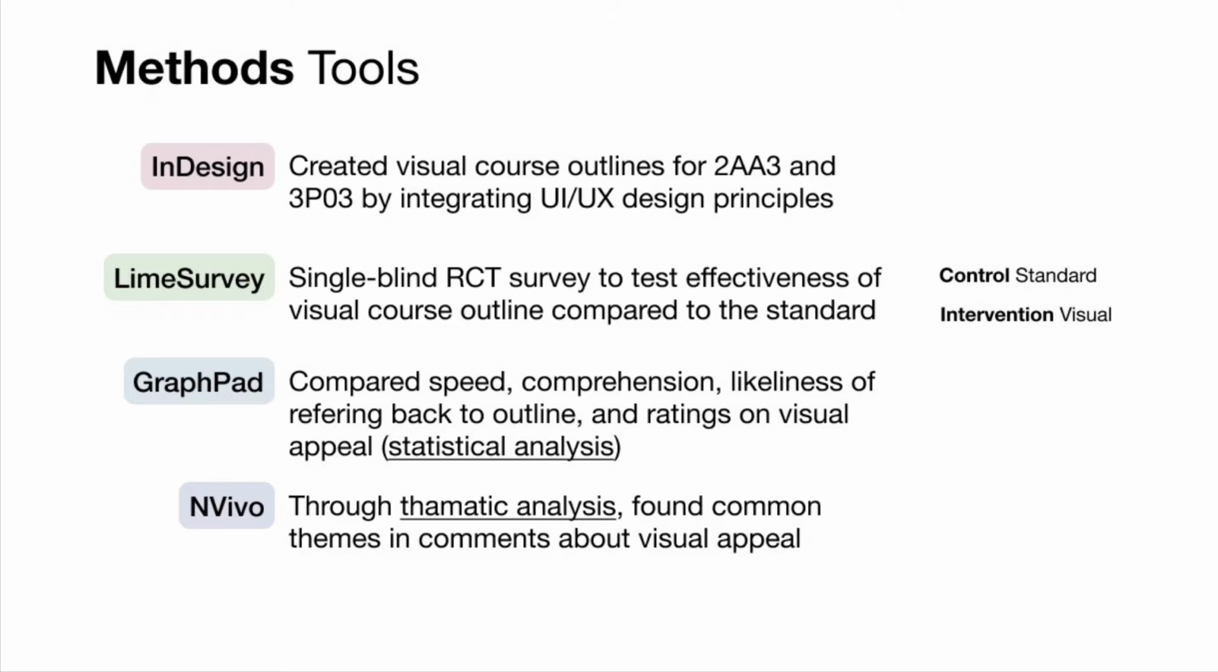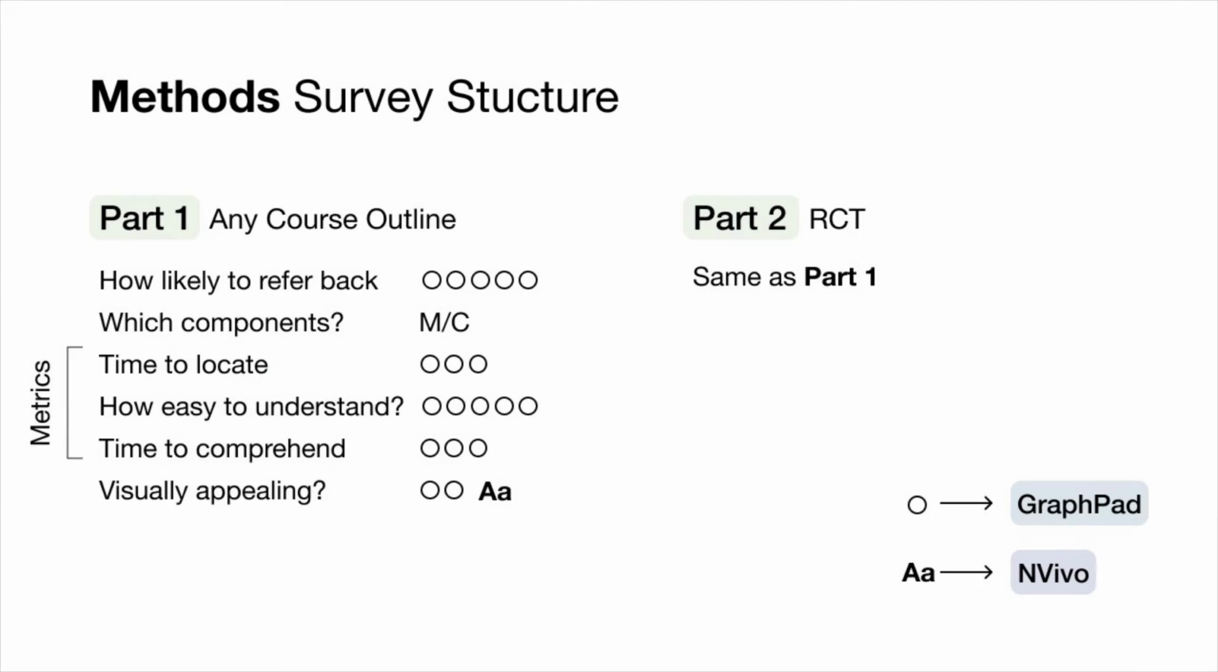So we went into InDesign and created the two visual course outlines. We then went into Lime Survey to create a single blind randomized control trial survey to test the effectiveness of these new visual course outlines compared to the standard one. We then went into GraphPad and compared metrics like speed, comprehension, likeliness of referring back to that outline, and ratings on visual appeal, and ran that through a statistical analysis, and any questions that required students to type into an open box were then run through NVivo through a thematic analysis, and there we could find common themes in the comments about visual appeal.